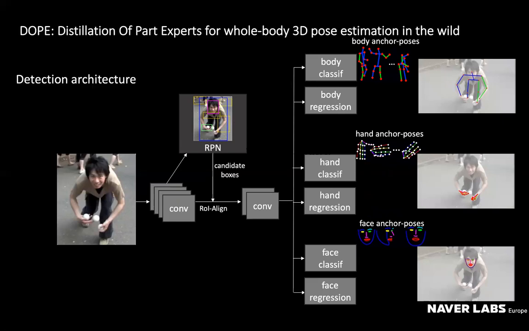Our DOPE architecture combines LCRNet++ for bodies, hands, and faces. The box features go into 6 branches, with 1 classification and 1 regression branch for each part. In terms of losses, it combines the loss of the RPN with the losses for classification and regression for each part, namely body, hand, and face. Finally, we use a distillation loss to further enforce DOPE to imitate the part experts.